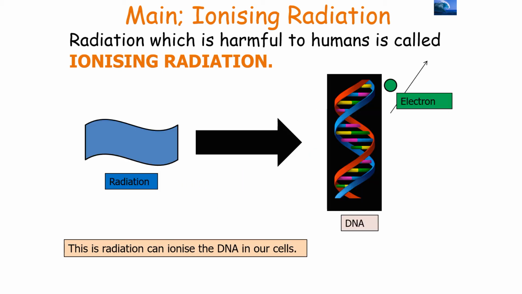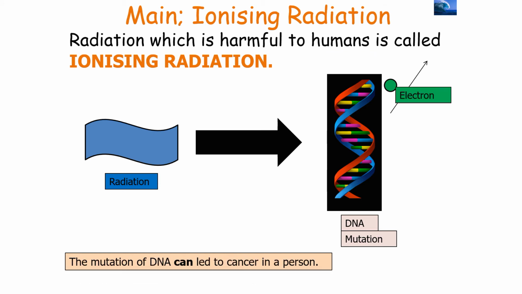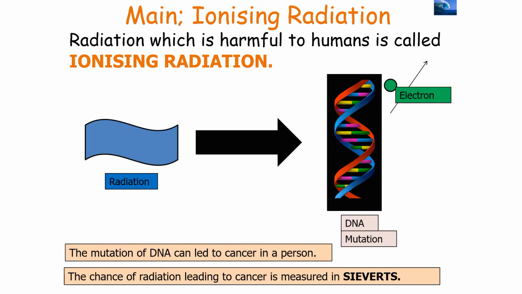Now, this ionizing radiation can cause the DNA in our cells to be ionized. When this happens, we say the DNA has mutated, which can lead to cancer in a person. Now, the chance of radiation leading to cancer is measured in sieverts. Sieverts measure the risk of harm from the exposure of a body to radiation. A dose of 1 sievert gives a 5% chance of developing cancer. Radiation which can do this is called ionizing radiation and can include gamma rays and X-rays.